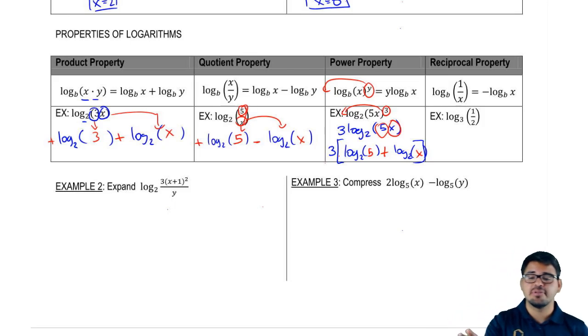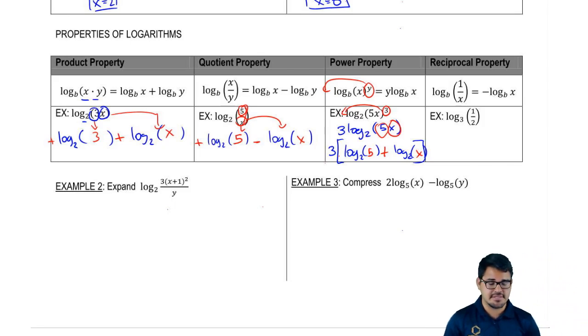So you can think about it, multiplication means addition, or you ask yourself, where is the log? If it's on the top, it adds. If it's on the bottom, it subtracts.